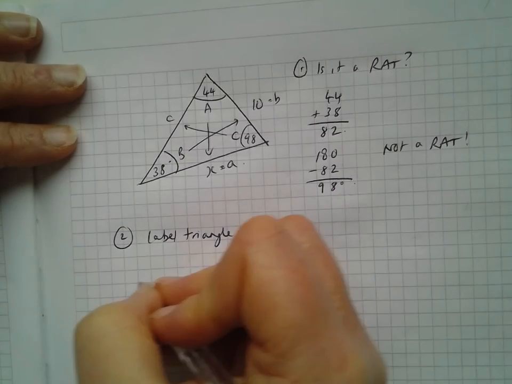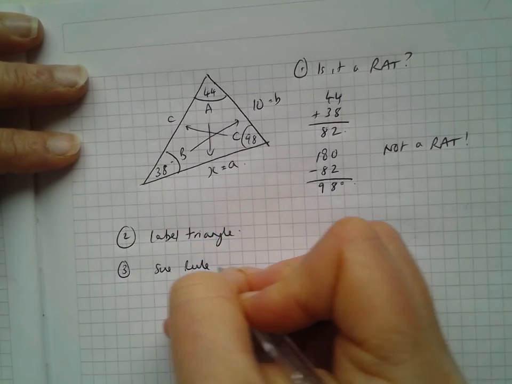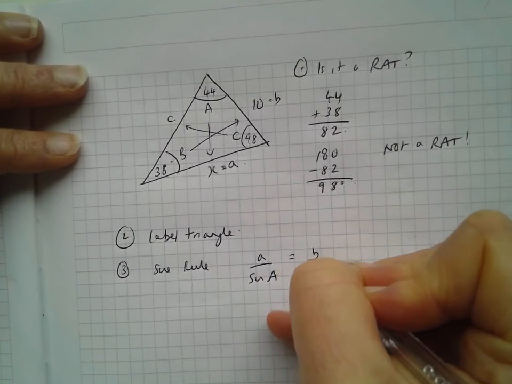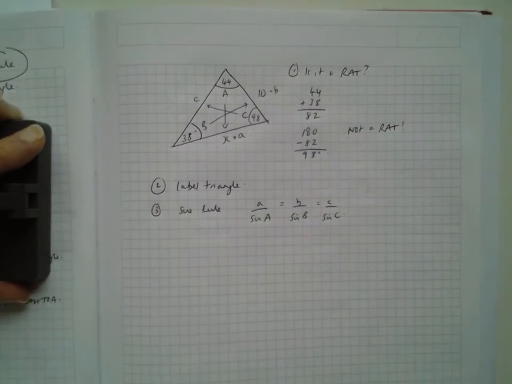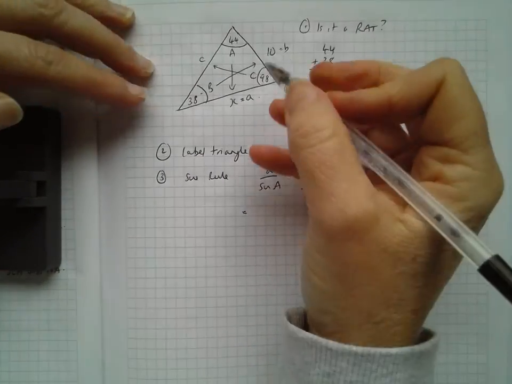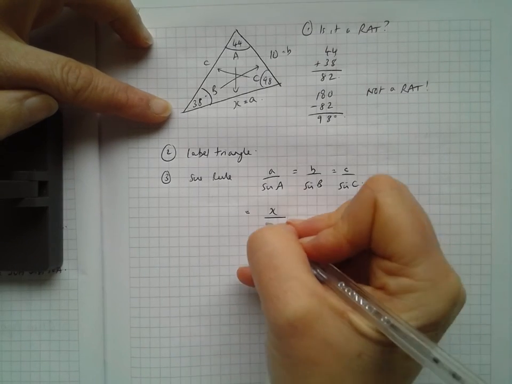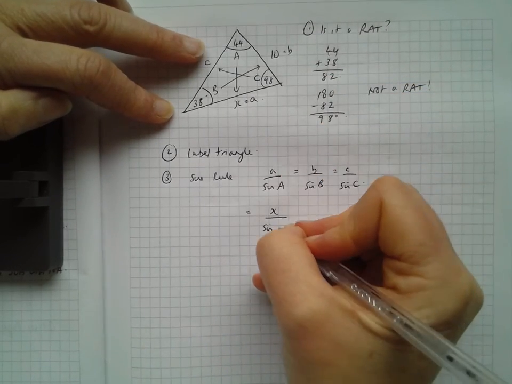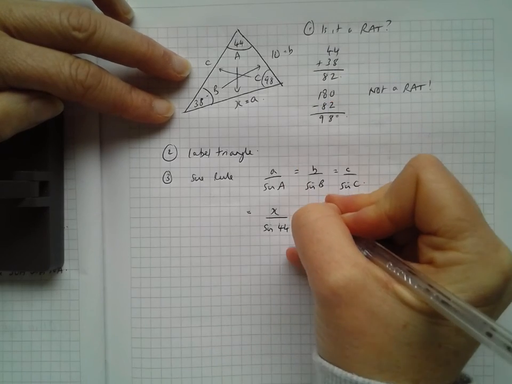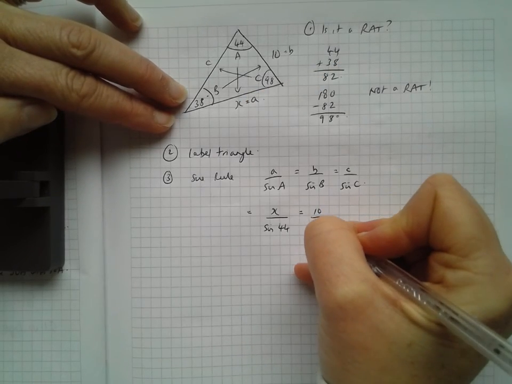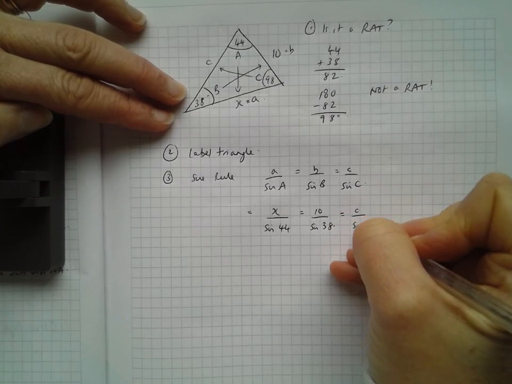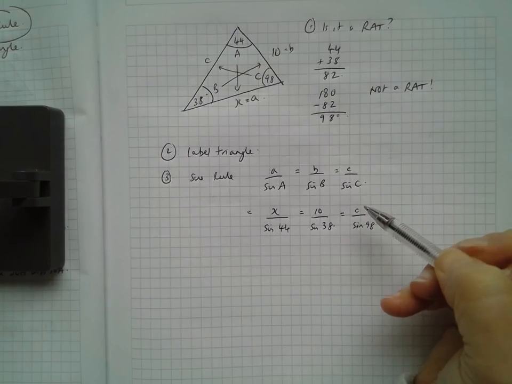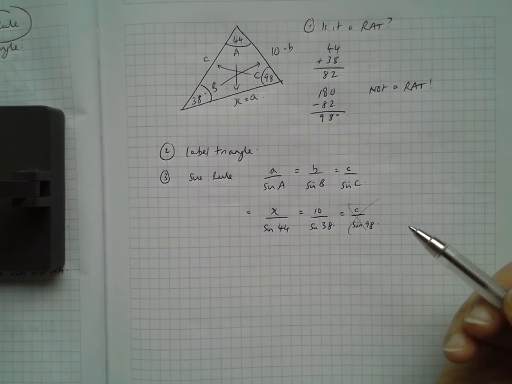Write down the sine rule. A over sine A is equal to B over sine B is equal to C over sine C. So what do we have? We have that A, which is what we're looking for, which is x, over sine of the angle opposite it, sine 44, is equal to B, which is 10 over the sine opposite it, sine 38. Okay, is equal to C, which we don't know, over sine 98. Again, C really has nothing to do with it. We don't have to find C, we just worked out the angle C ourselves, we don't need C.